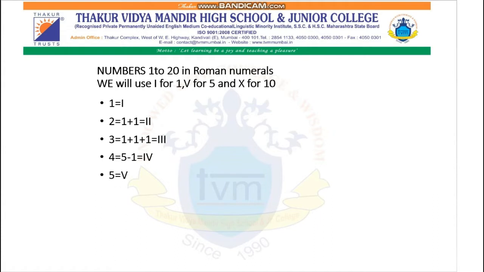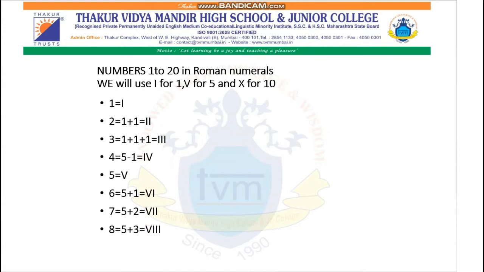Now number 5, as you know, it is V. Number 6 is 5 plus 1. So I is written to the right of V. So VI is the symbol for 6. Number 7 is 5 plus 2. So VII, 2 is written to the right of V. So VII is the symbol for 7.